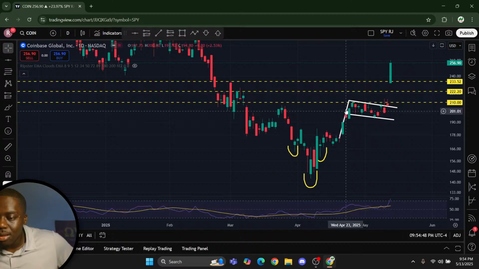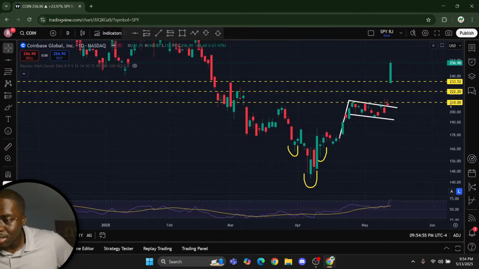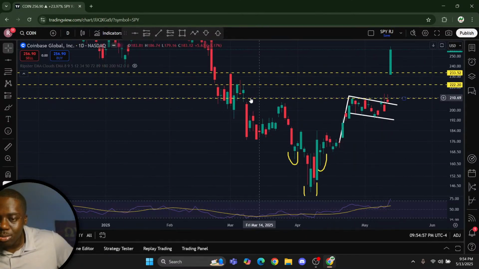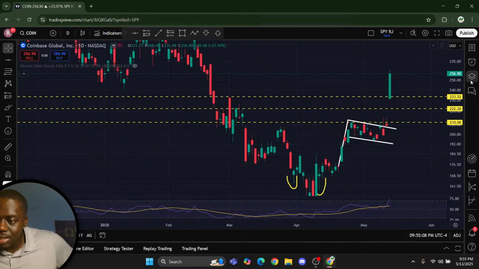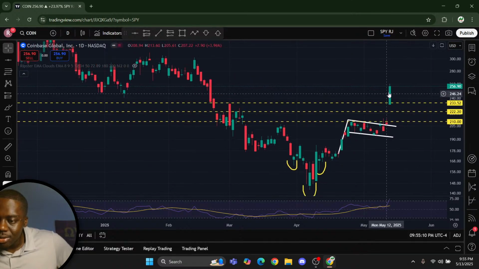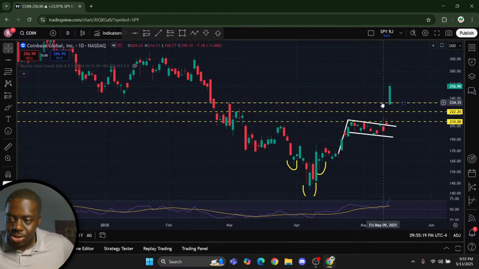Coinbase. Basic concept. Daily chart. Bull flag pattern. Key level right at 210. We see this as a resistance. Once it broke out, yes, it struggled here. But once it broke out, look what we did. This isn't a coincidence. The setup was already there.